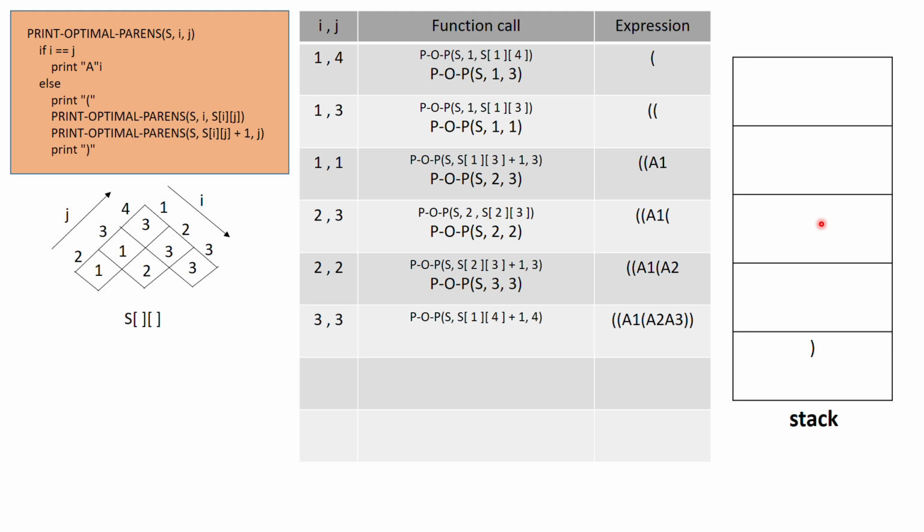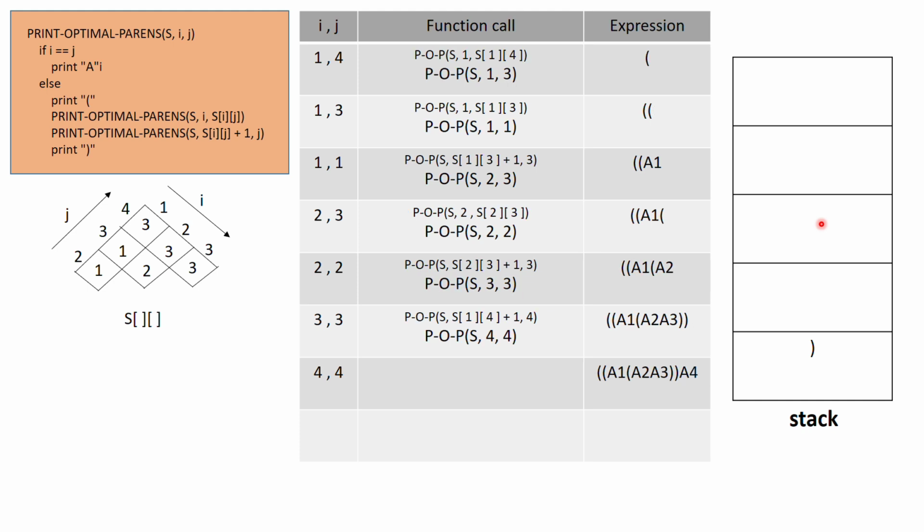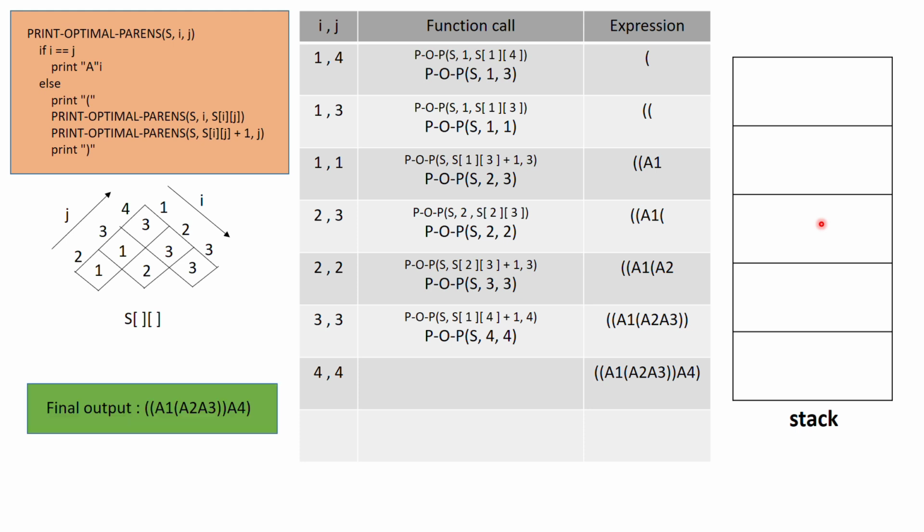Now this function is actually calling nothing but print optimal parens s of 4 comma 4. As i equals 4 and j equals 4, it will go to the if part again and print a4. Now it will again pop from the stack. As a closing bracket is encountered, pop it and print it into the expression. As now the stack is empty, our work is done, and the final output is this one, right?